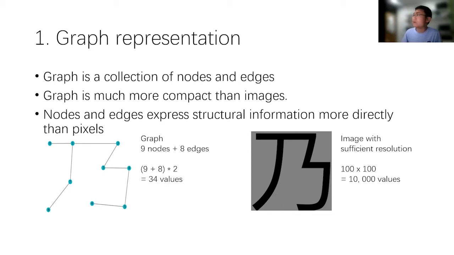The other reason is that these nodes and edges, especially the edges, carry structural information much more directly than images. Nowadays, people use convolution blocks to extract local information, local features, from images. But if you can define the features, you can use them directly. Why bother to use another block to extract them?